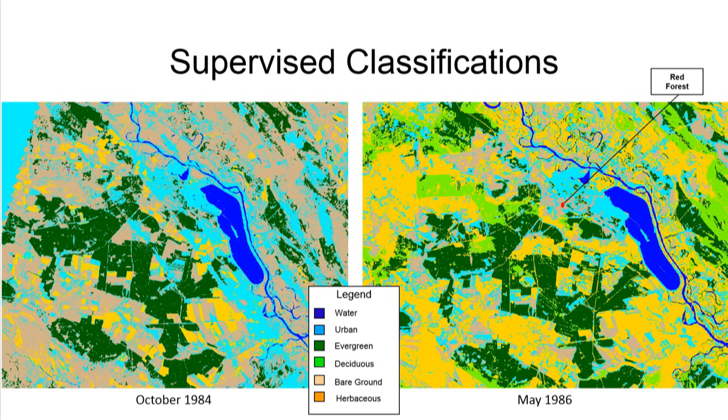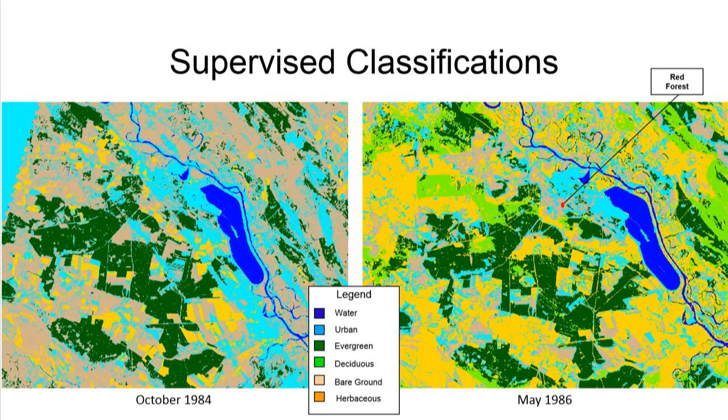So my supervised classifications, I only used 6 classes. It was water, urban, evergreen, deciduous, bare ground, and herbaceous. In October of 84, you see there's a lot of bare ground. I attribute that to it being fall and the leaves in the deciduous trees probably fell. Some farmers probably harvested their crops as well.